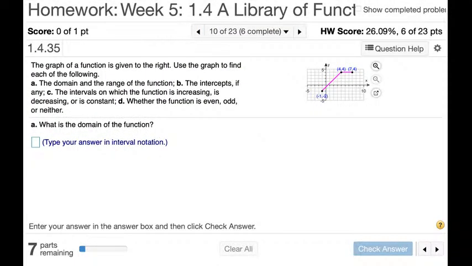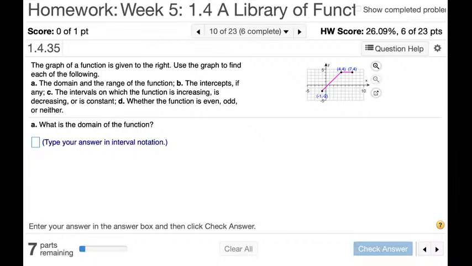So this one says, give me a moment. It says the graph of a function is given to the right. Use the graph to find each of the following. It says the domain and range of the function. So what's the domain of the function? The domain is the very left to the very right.